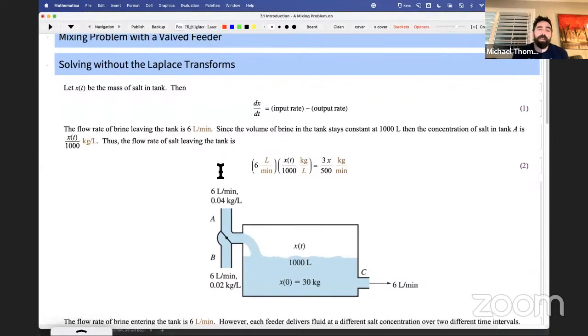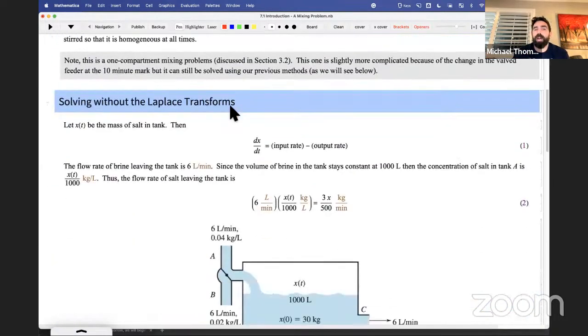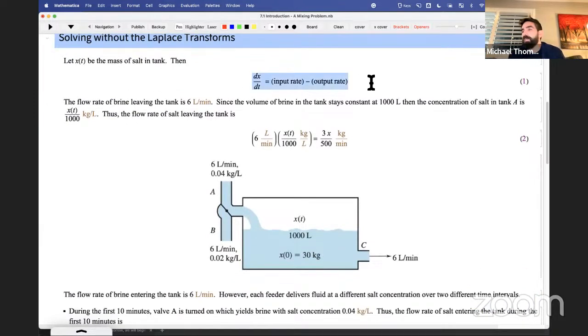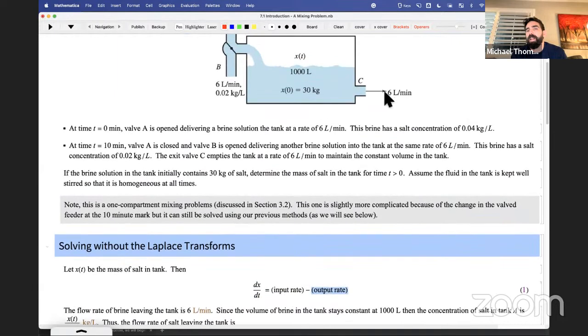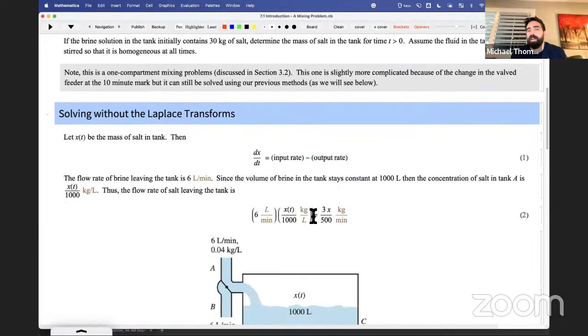So if you remember how this setup works for these mixing problems, you have your model. It's a first order differential equation. You have to find the input rate and the output rate. The output rate's easy, right? You just take the 6 liters per minute times the concentration in the tank. That'll tell you the flow rate of salt leaving the tank. There it is right there. So the flow rate of salt leaving the tank is 3x over 500. Is that part okay?